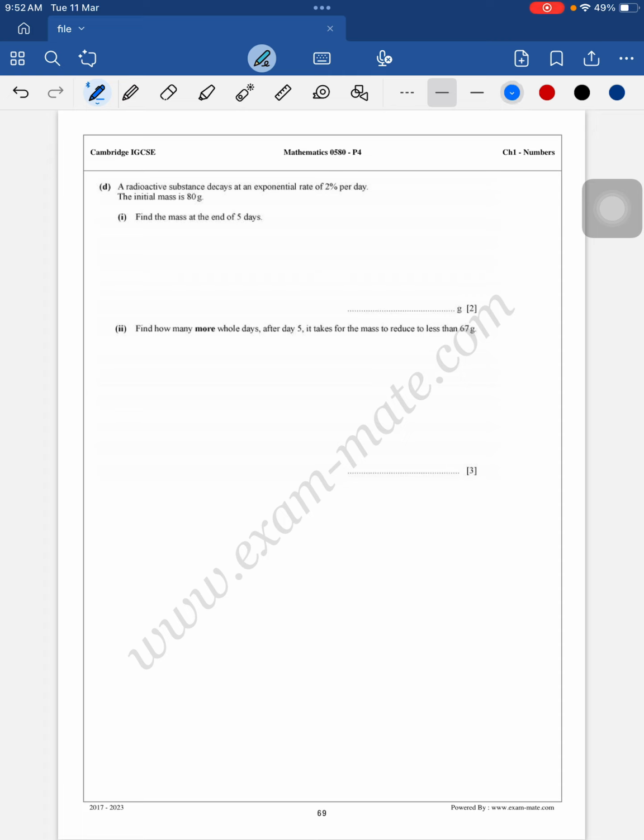The initial mass is 80 grams, and we need the mass at the end of 5 days. Right, the per day exponential decay rate is given to us. So we can use again the same formula, just with a minus sign. The initial mass is 80, that is, the principal is 80, and the rate is 2%, and after 5 days, right?